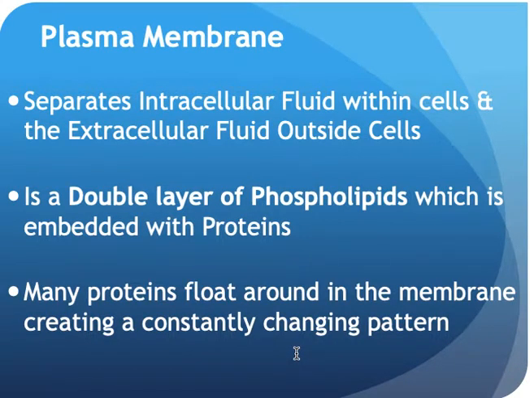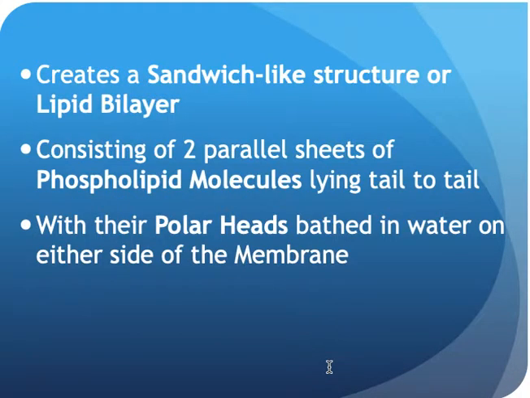Okay, so your plasma membrane is going to separate intracellular fluid within the cell and the extracellular fluid on the outside. So again, it's creating this barrier between interior and exterior. It's a double layer of phospholipids. We're going to see a picture here in a second, which is embedded with proteins. Many proteins float around. They're not anchored in there all the time. They're going to float around in the membrane, and they're going to create this constantly changing pattern, okay? But we end up with this sandwich-like structure or lipid bilayer.